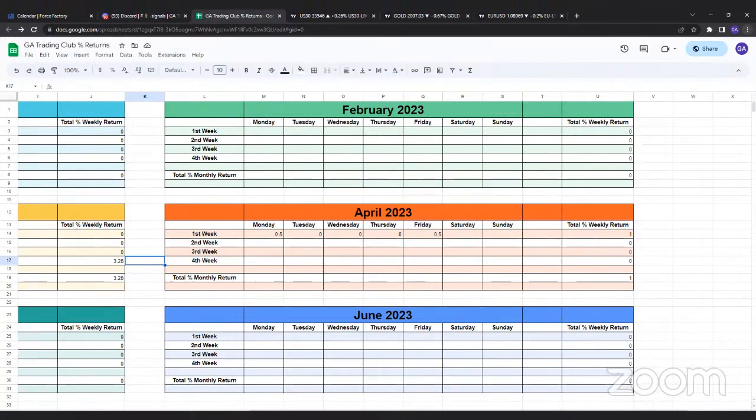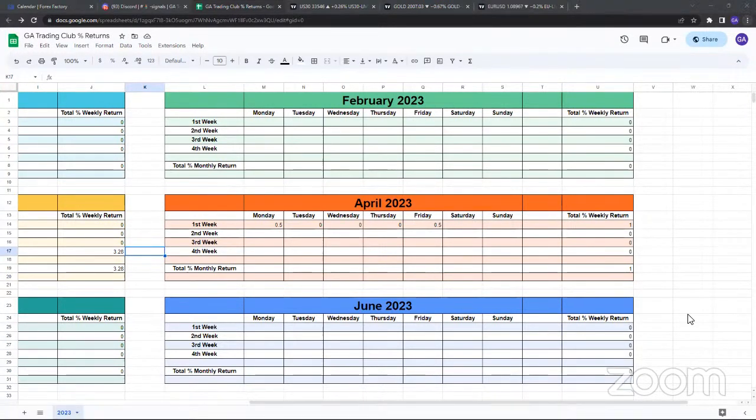The time, is that Central or Eastern? So for me, the times will always be Eastern time. Eastern time, okay, gotcha. For most of the times that I trade, Eastern time.